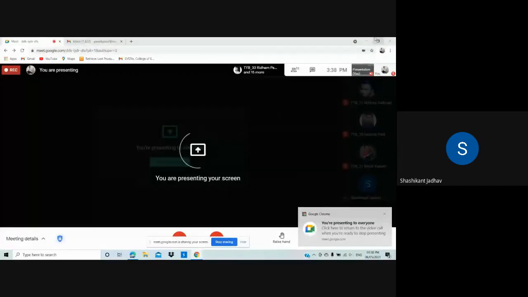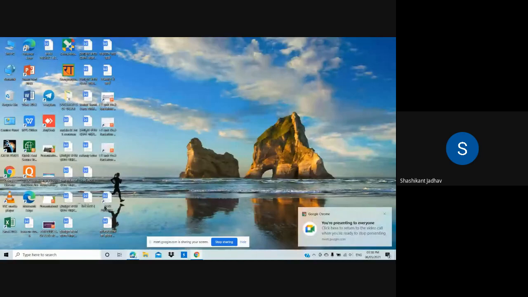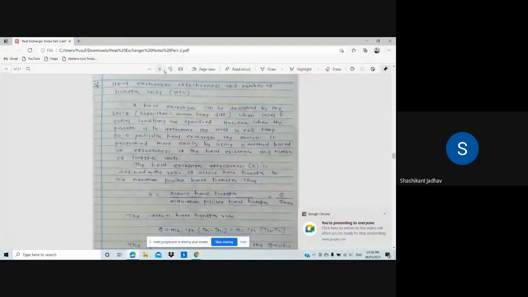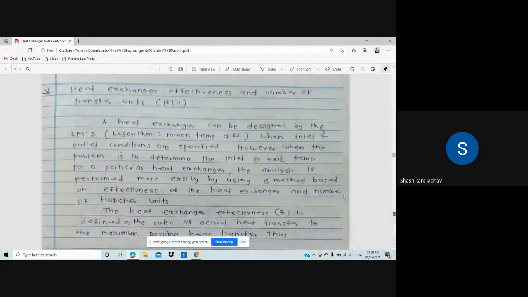Now we have to discuss the next point, that is heat exchanger effectiveness and number of transfer units.